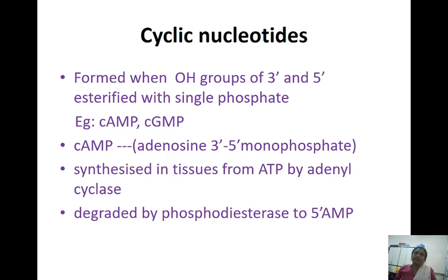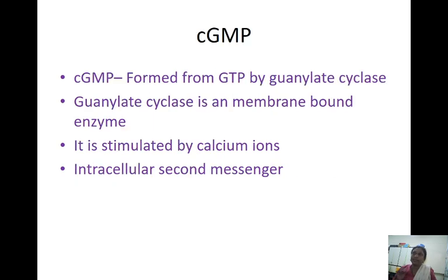And this cAMP is synthesized from ATP by the membrane-bound enzyme adenylate cyclase. The cAMP is degraded by the enzyme phosphodiesterase to form 5'-AMP. Then coming to cGMP, it is formed from GTP by the membrane-bound enzyme guanylate cyclase. Now this guanylate cyclase is stimulated by calcium ions, and cGMP acts as a second messenger.